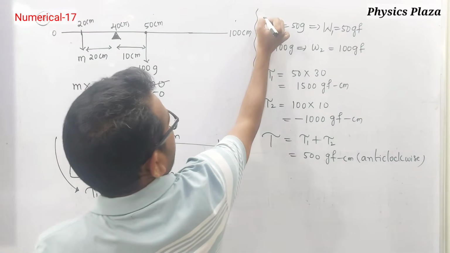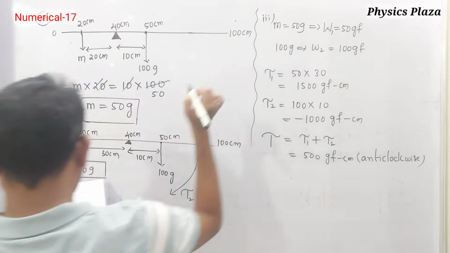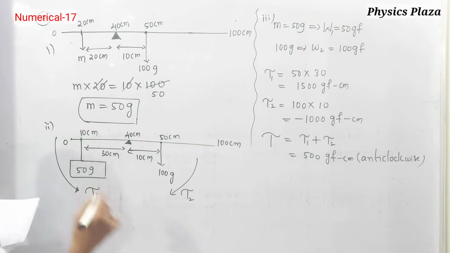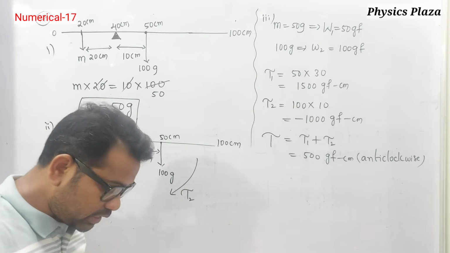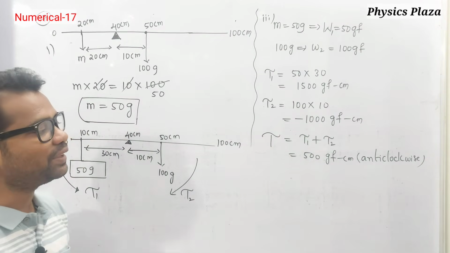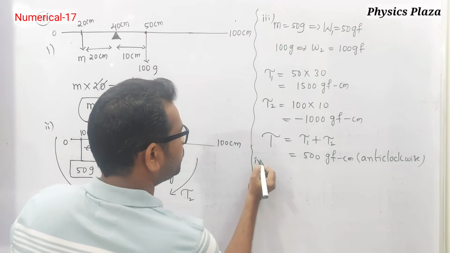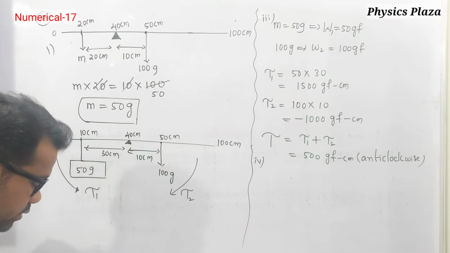So this is the third part, and this is the second part. This is the first part. The fourth part is there. How can it be balanced by another mass of 50 gram force? Okay. Now they are saying, look at here, this is the fourth one. How are you going to make it balance by using a 50 gram force?